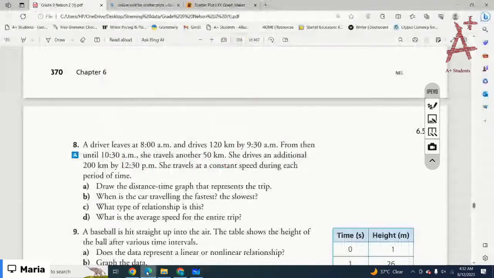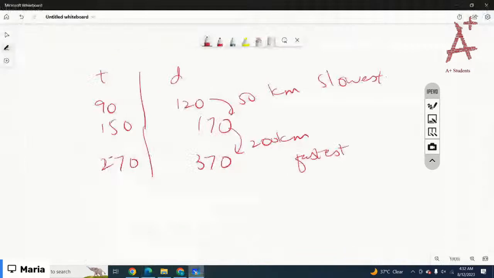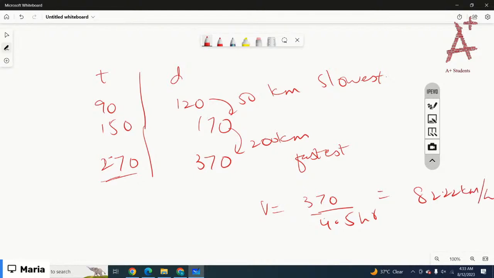Okay. The next one is, what type of relationship is this? That is a linear relationship. What is the average speed of the entire trip? You have to calculate the average speed. Average speed, velocity, is equal to distance divided by time. So the distance is 370 and the time is 4.5 hours, right? So it would be 82.22 kilometers per hour. That is the average speed of the trip, right?